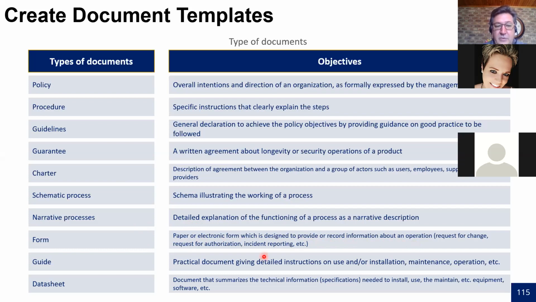Then we are speaking about a guide. The guide is a practical document giving detailed instructions of use and of the installation, maintenance of operations. That is a level 3 document. And then the data sheet is a document that summarizes the technical information. That is also for me a level 3 document.